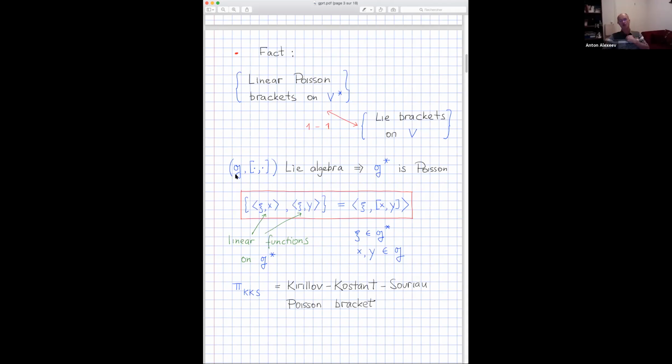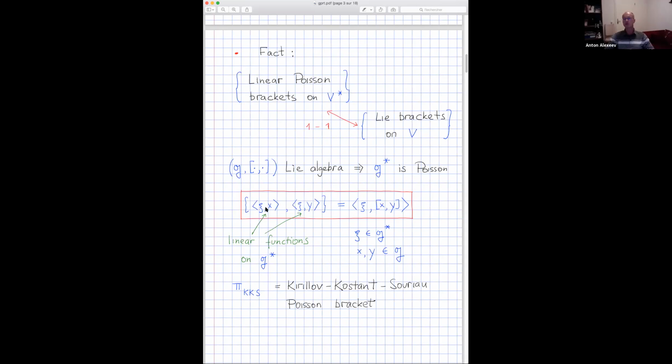If you have a Lie algebra, it's denoted by the letter G. Then its dual space is Poisson, and here is the famous formula for the Poisson bracket. Basically, you have one element ξ of G star, and two elements X and Y of G. And more or less, you do everything you can with those letters.